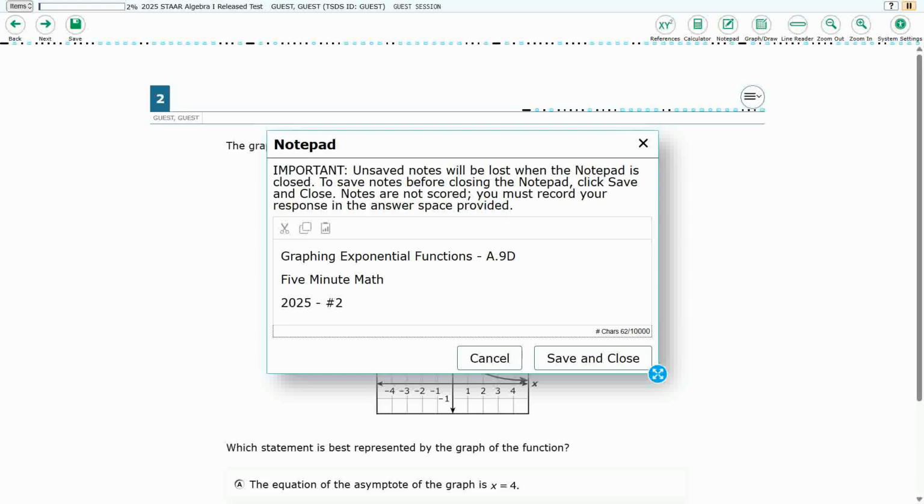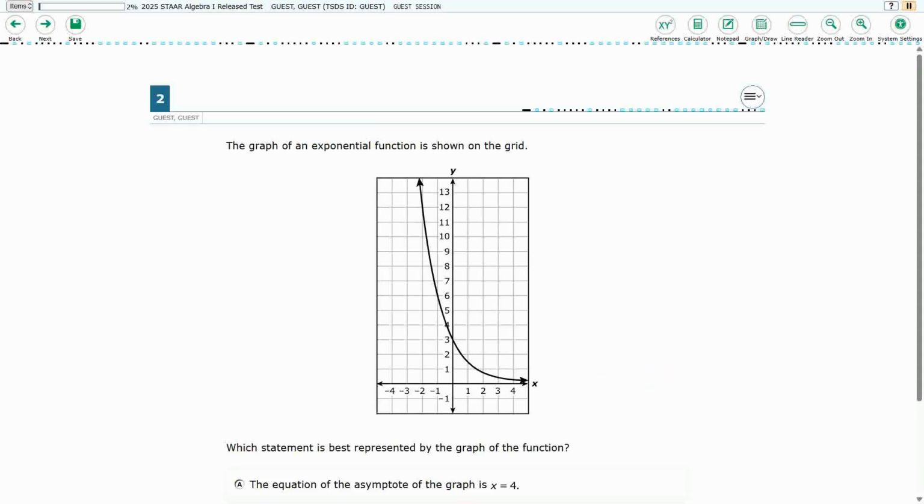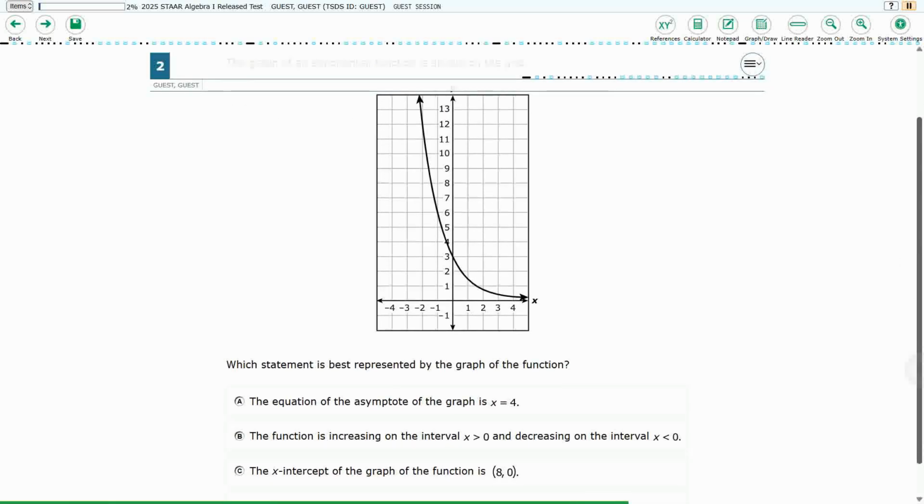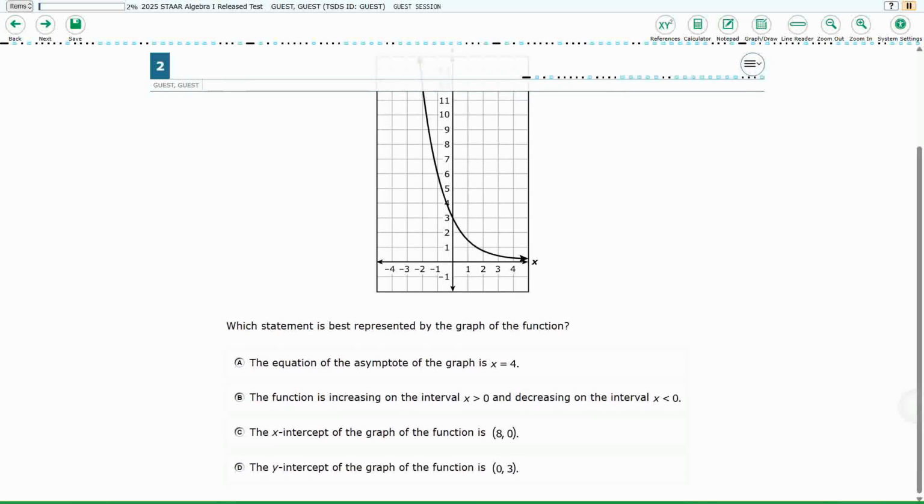Today we are looking at the Algebra 1 concept of graphing exponential functions. This is standard A.9D in the great state of Texas, and we are using item number 2 of the 2025 released STAAR test. If you haven't done so already, please go ahead and take a moment to pause the video, work this problem out on your own, unpause it, and we will look at our answers together.